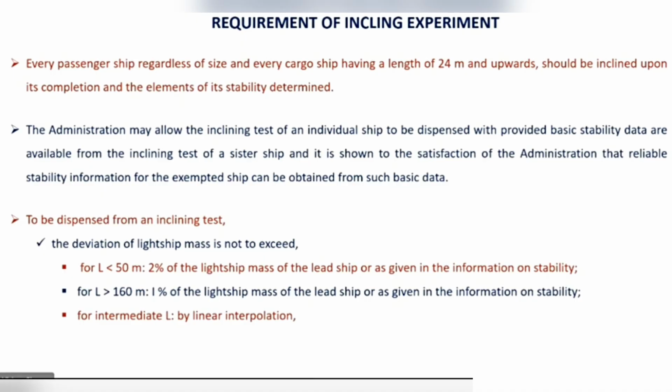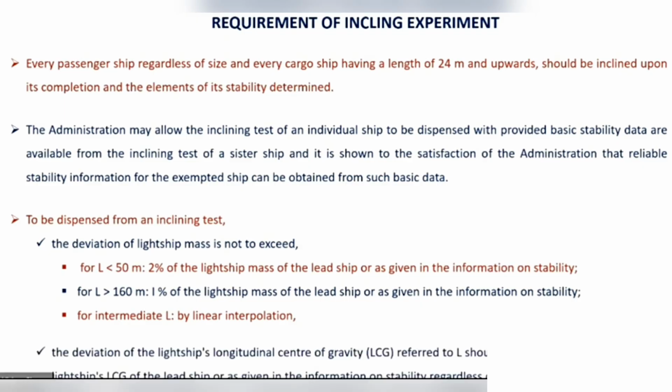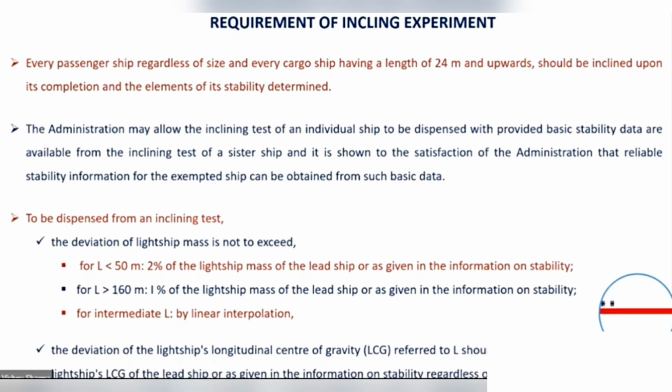This is how, if the light ship displacement of the ship in question and the lead ship falls within the permissible limits, then only the administration has the power to exempt. Otherwise, it goes outside the control of the administration also. The center of gravity should not be greater than 0.5% of the length of the lead ship. So there is a limit that the LCG of the lead ship and the LCG of the ship in question should also not vary by too much. That means the longitudinal distribution of the weights cannot be outside the permissible limits.